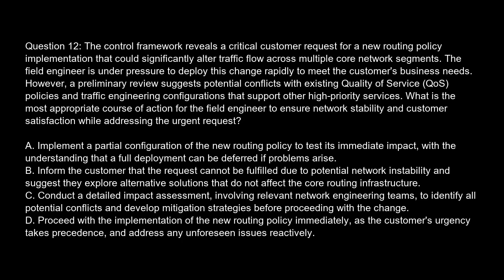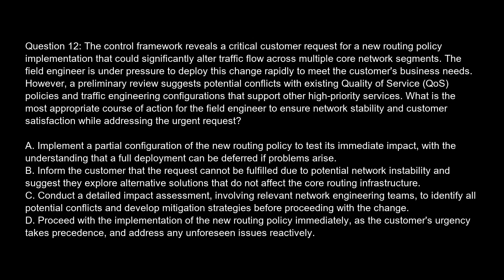Question 12. The control framework reveals a critical customer request for a new routing policy implementation that could significantly alter traffic flow across multiple core network segments. The field engineer is under pressure to deploy this change rapidly to meet the customer's business needs. However, a preliminary review suggests potential conflicts with existing quality of service (QoS) policies and traffic engineering configurations that support other high-priority services. What is the most appropriate course of action for the field engineer to ensure network stability and customer satisfaction while addressing the urgent request?